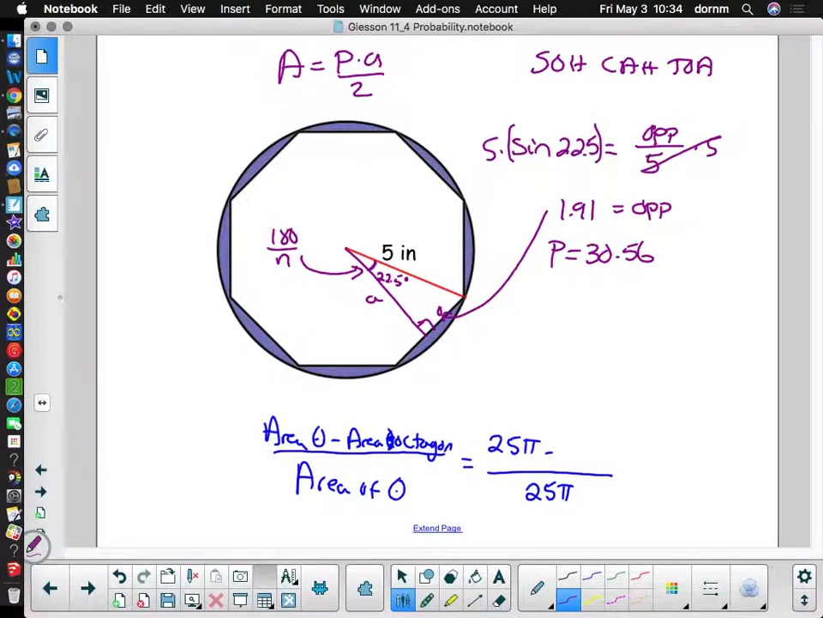We've done the sine. Let's go to the cosine. Cosine of 22.5 is adjacent, which is also the apothem, over the hypotenuse, which is 5. Again, we multiply both sides by 5. Not the angle gets multiplied by 5, but the value of cosine 22.5. So 5 cosine 22.5. My apothem is about 4.62.